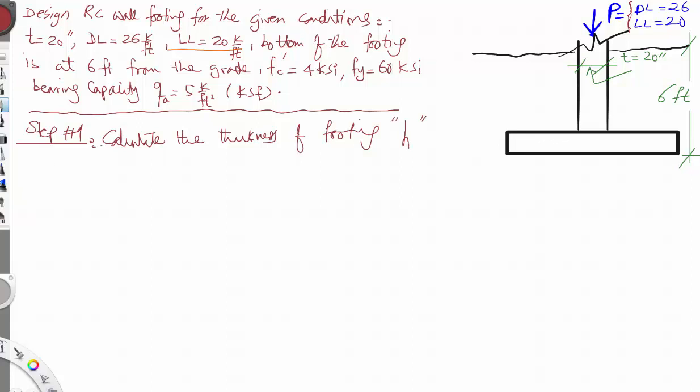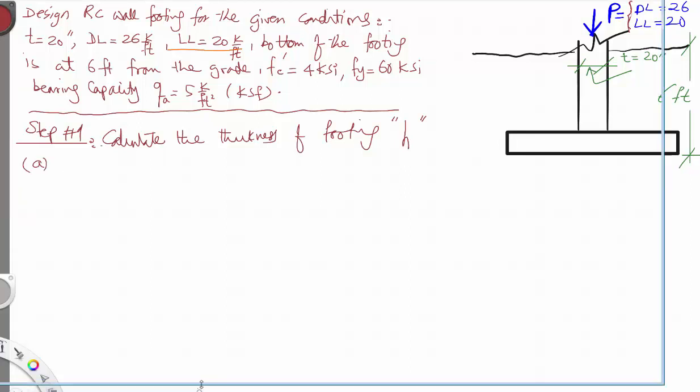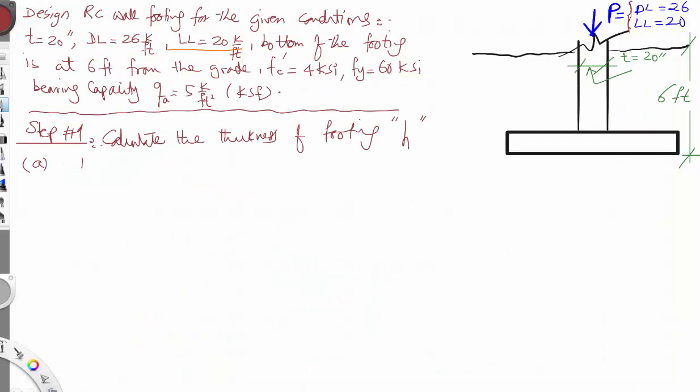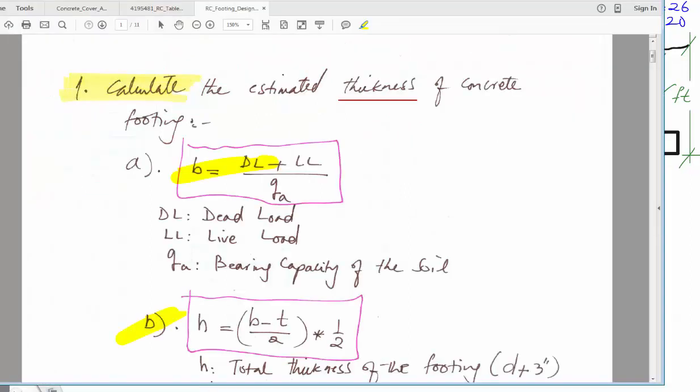To do that, we have in the procedure, if you look here, you calculate B first. This is A and this is B, so we need to do this. A is B minus T divided by 2. And just to double check, B is equal to the load divided by QA.